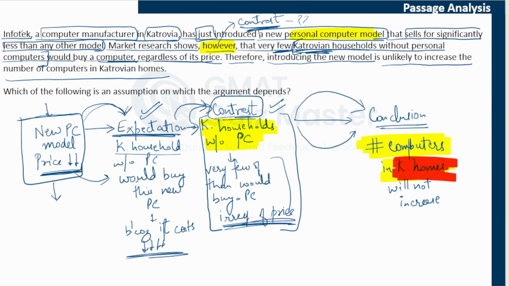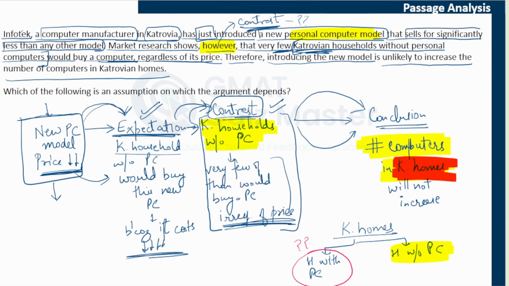Now just think about it. If we talk about all Ketrovian households, they include households that already have a PC, and households that do not have a PC. The information given to us is about the households without a PC, that they are not likely to buy the new PCs. However, we have not been given any information about households that already have a PC. So this is a jump: based on information about just one segment, a conclusion has been drawn for the entire category without any information about the other segment. This is the logical gap here.